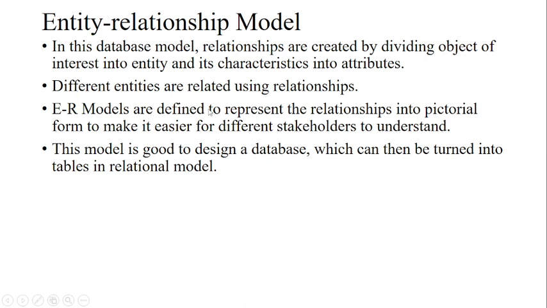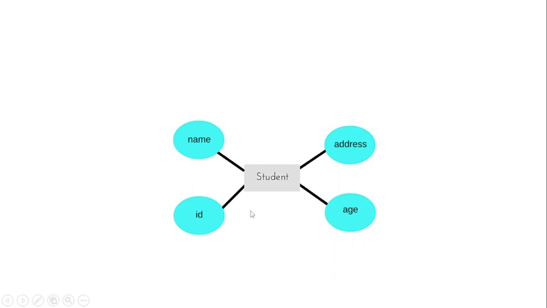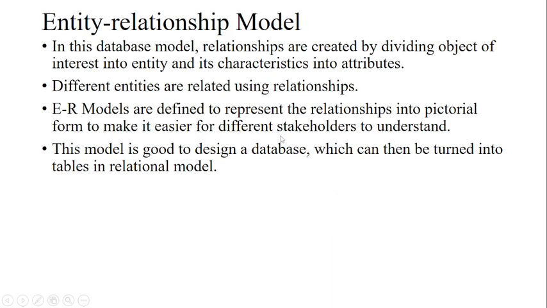Entity relationship models are defined to represent the relationships in pictorial form to make it easier for the different stakeholders to understand. This is the easiest one, because if you look directly at this diagram, we can see that there is an entity called student, and this student has properties, or attributes, or characteristics, like name, ID, address, and age. So we have defined the entity relationship model in pictorial, or diagrammatic, form. It is the easiest one to understand.